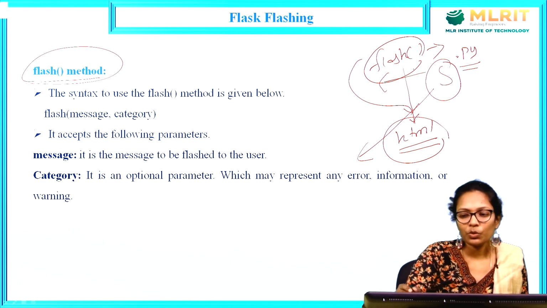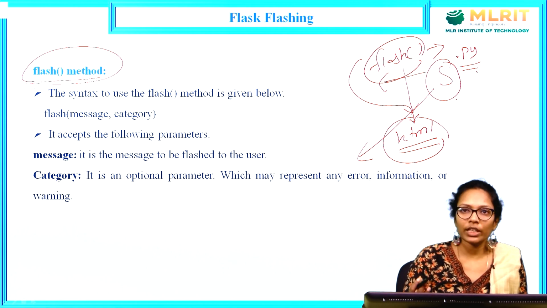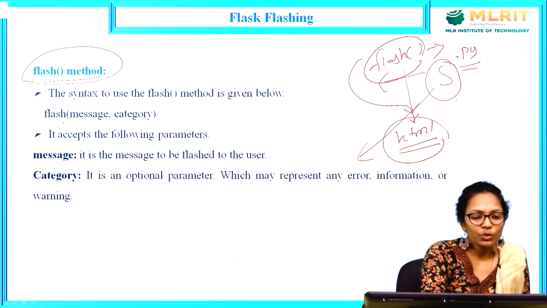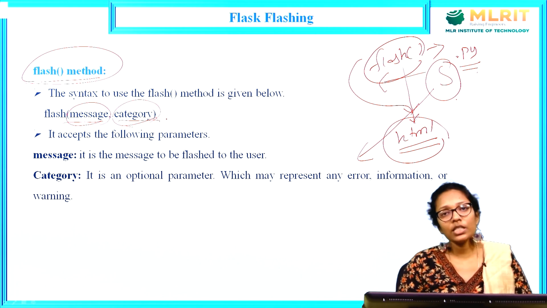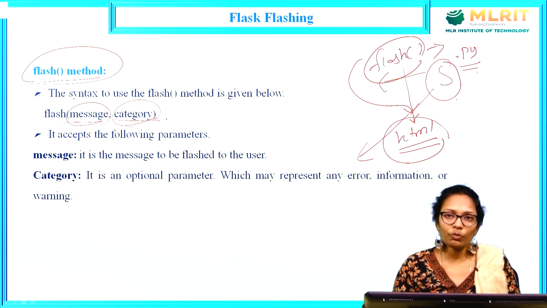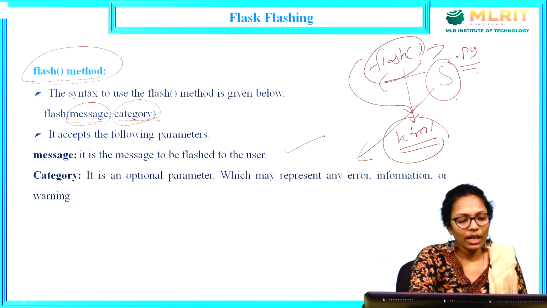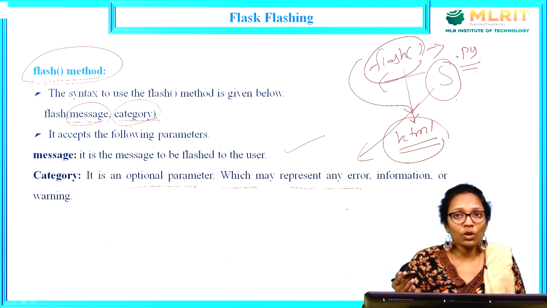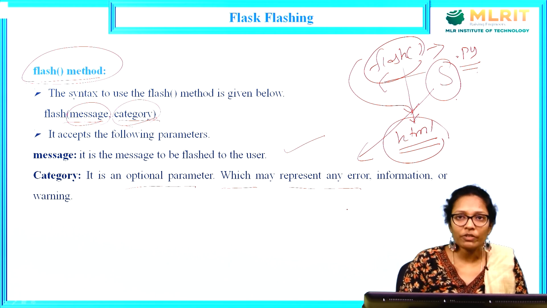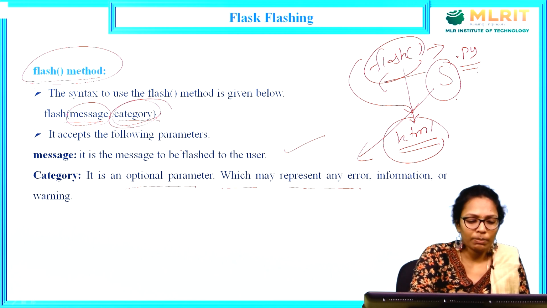The flash method is used by the server in the Python application to generate the flash message. Here we have two parameters for the flash method: one is message and the other one is category. Category is an optional parameter. Message is what you want to display in the flash message. Category may represent an error, information or warning. Using the flash method, whether you want to display an error, some useful information, or a warning, you can mention that in the category, but it is optional.